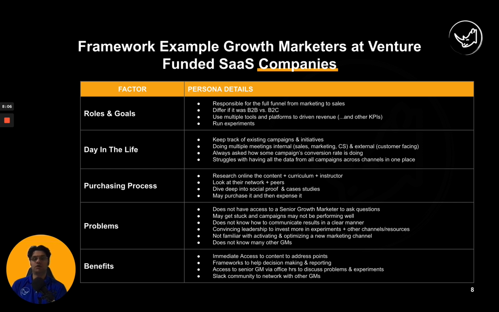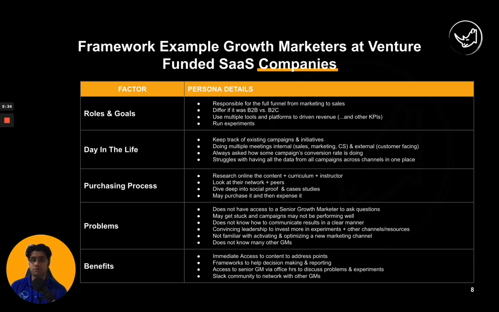Moving on, let's look at problems. Some growth marketers, because it's a fairly new role, don't have access to a senior growth marketer to ask questions. They're on a small team, they may get stuck, and especially when campaigns are performing well, they don't have anyone to really soundboard off or seek advice from. A lot of growth marketers are kind of thrown into that role, and they just need to figure it out as they go.